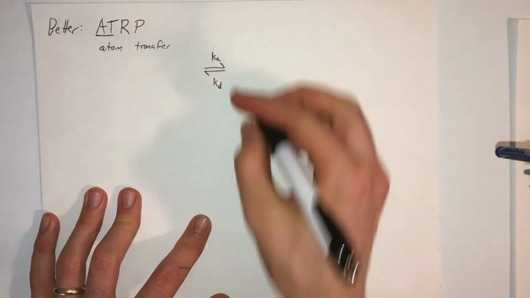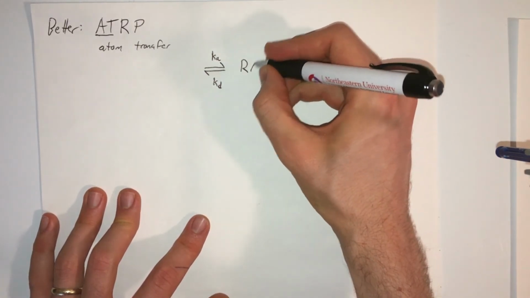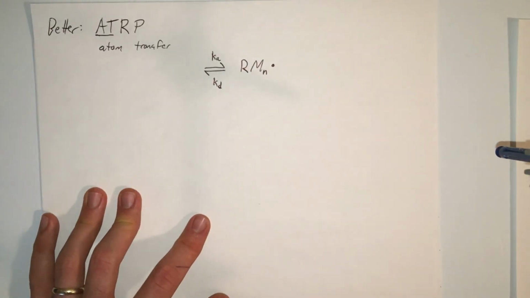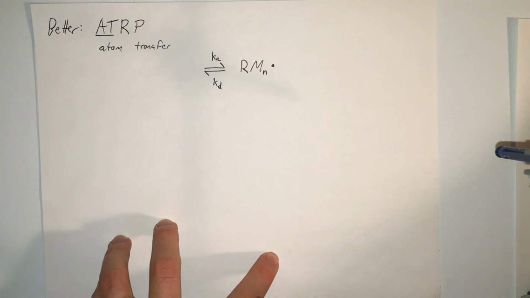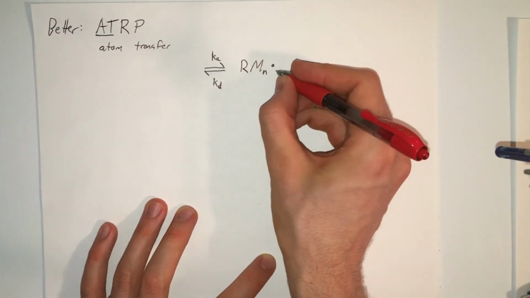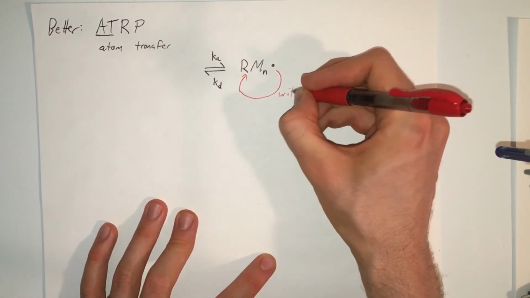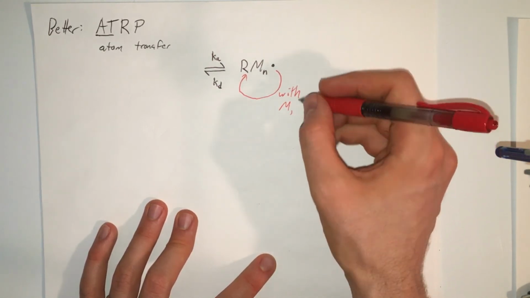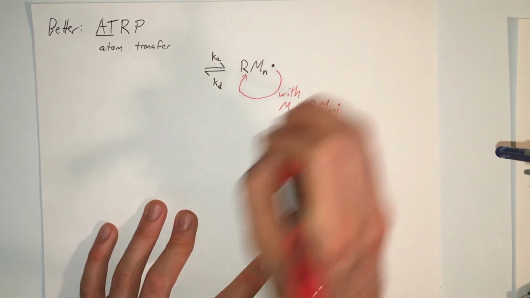So on the right-hand side, we have our radical combined with a monomer chain of length n and the exposed radical on the end of it. And in addition, this can freely polymerize back with itself. So this can feed back on itself with monomers, and with monomers this would become R m n plus 1 with the radical exposed.